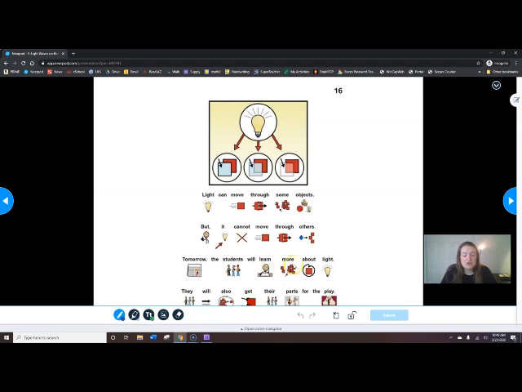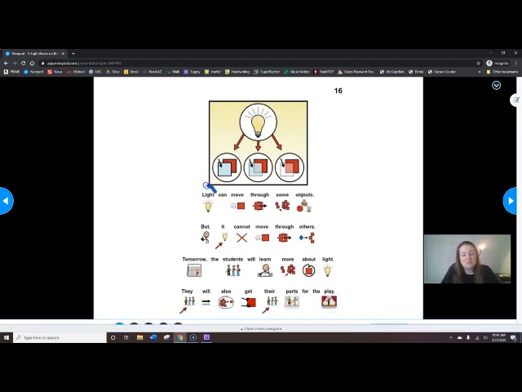Tomorrow, the students will learn more about light. They will also get their parts for the play. Okay, so today we learned that you can see light through some things, but not through others. And we learned more about how it moves in waves. When we learned about waves in class, we remember we were doing this for waves because waves go up and down.